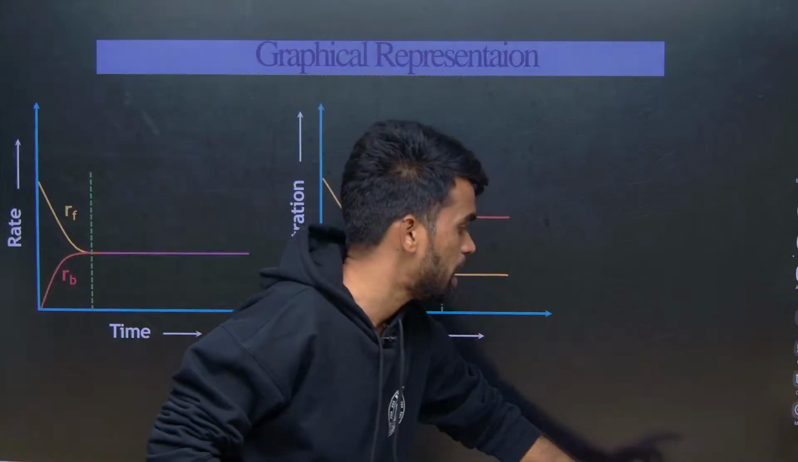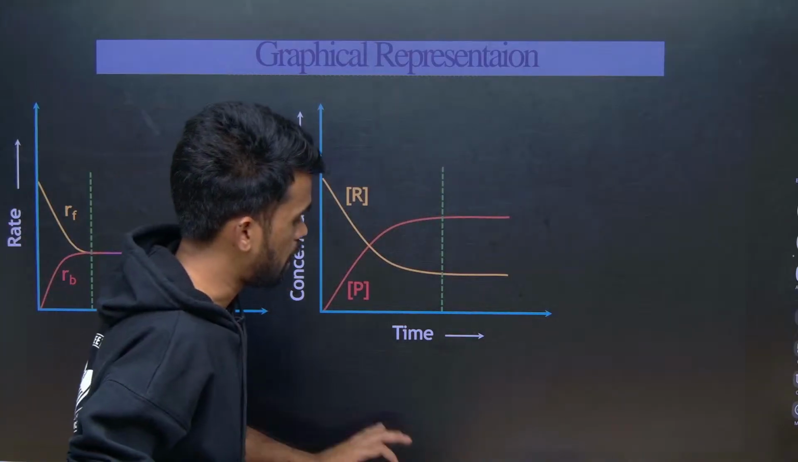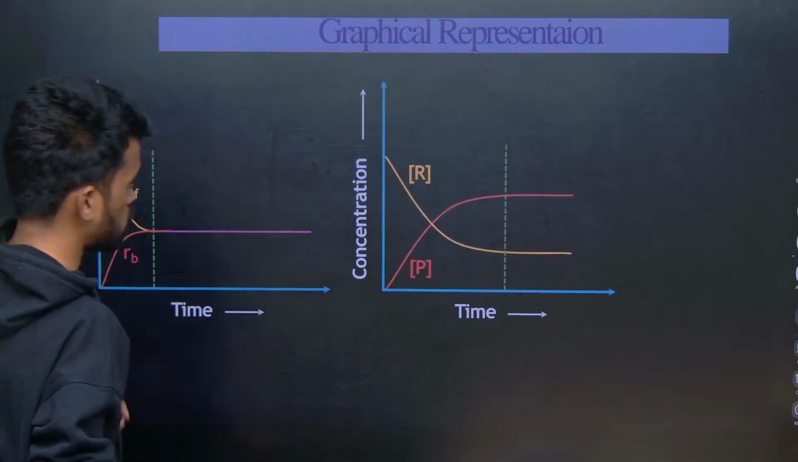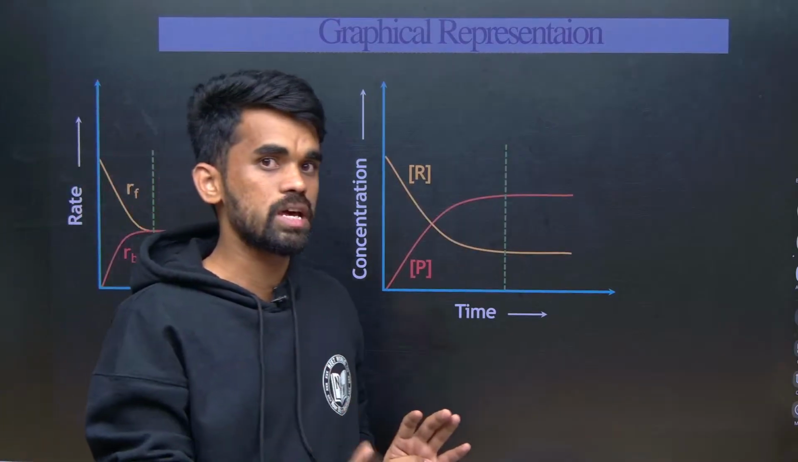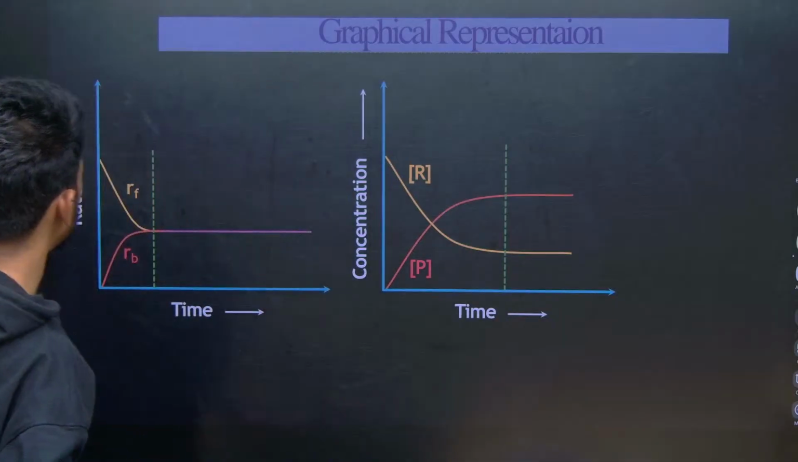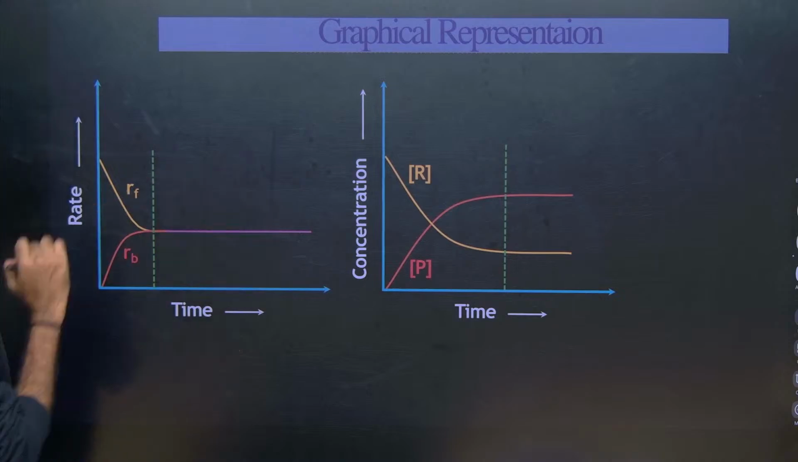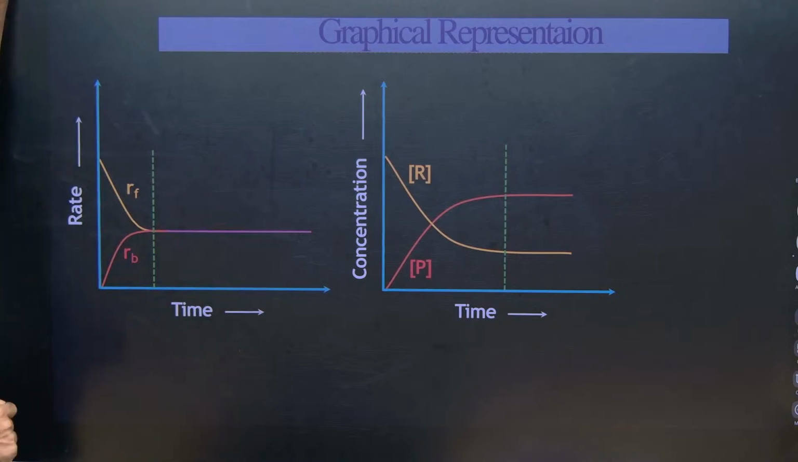So why I am highlighting that means, just look here. You need to identify whether the graphs are correct or not. They will be giving 4 graphs, and we need to identify which graph is correct. Now here in the first question, rate versus time is given. For equilibrium, check whether this graph is correct or not.